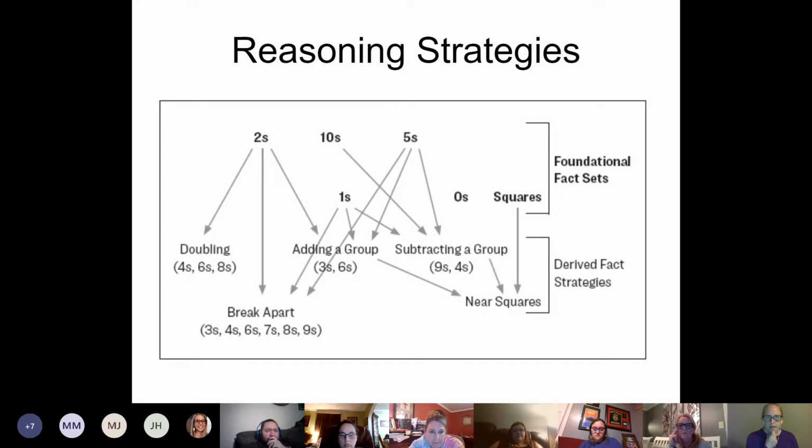They're the easiest. You're absolutely right. So you learn your 2s, your 5s, and your 10s. Also, kids have lots of experiences with skip counting by 2s, 10s, and 5s, okay? So we learn those first.